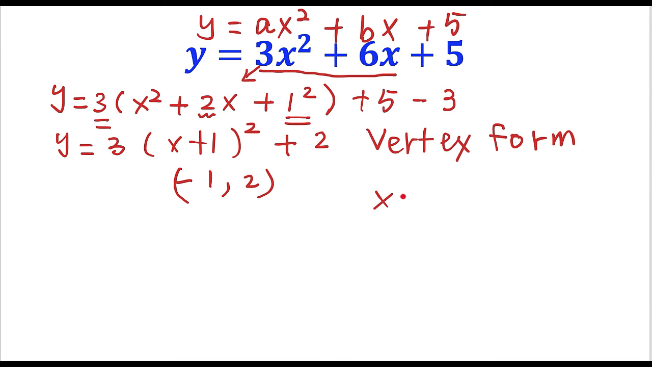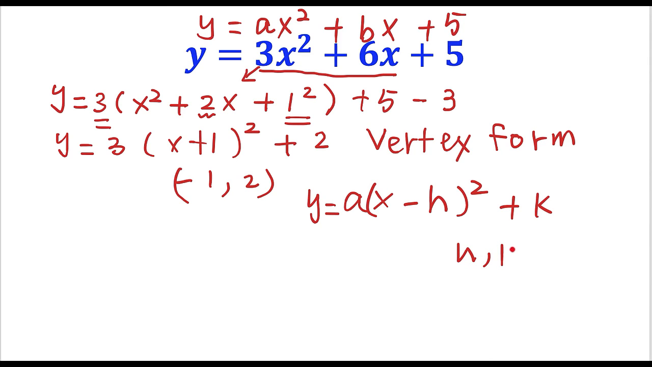Remember, that's x minus h. It's (x minus h) squared, and then plus k. So if we have an a in the front, the vertex would be (h, k). And if a is bigger than 0, the graph is facing up. If a is less than 0, the graph is facing down. So (-1, 2) is our vertex.